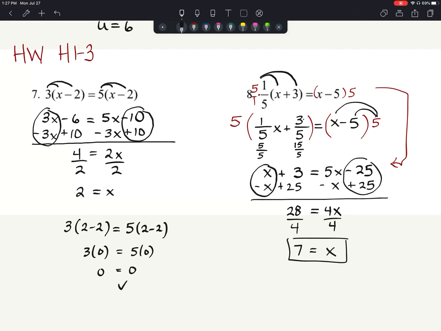Check it, take it, plug it in there. For time's sake, I'm going to tell you that it works.